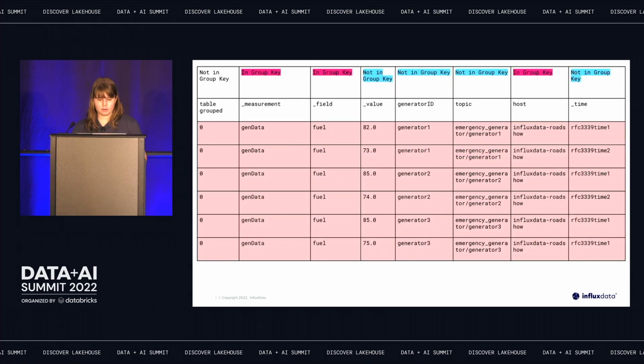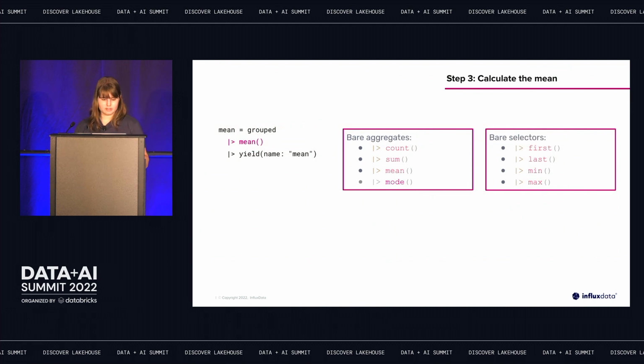As you can see, now the only ones grouped are going to be measurement, field, and host, and now everyone's in one table called 0. So everyone's in the same table, so this is going to be a lot easier to run the next function on, which is the aptly named function of mean.